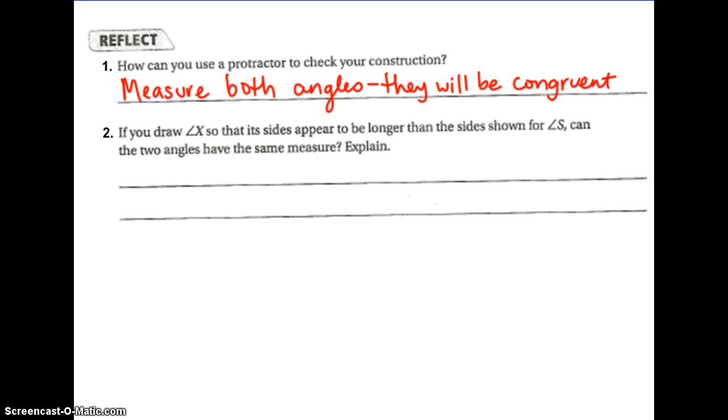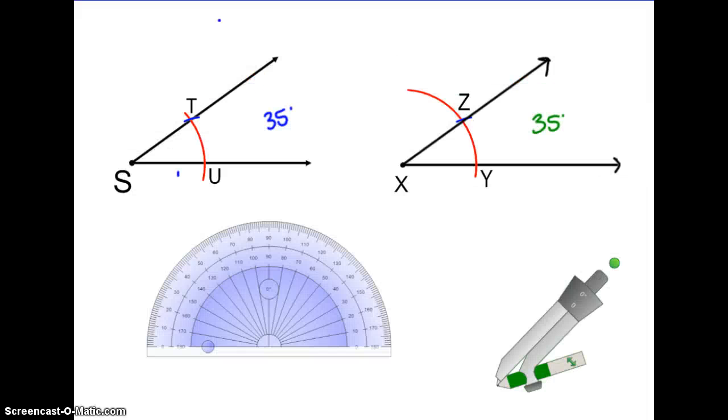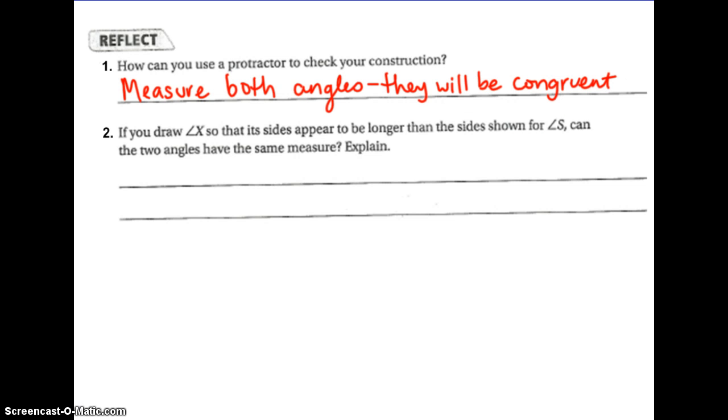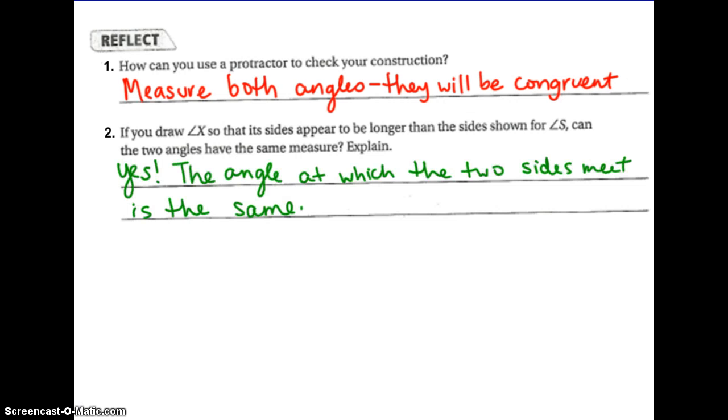So if you draw angle X so that its sides appear to be longer than the sides of angle S, are they still the same measure? So take a look over here. Notice that when I drew my ray, the very first step, I made it much longer than SU's ray. And XZ's ray is a whole lot longer than ST. That's okay. Notice no matter how long the side lengths are, the angles that the sides make are still the same. Okay? So that's what we're looking for in number 2. Alright, so take a minute and jot that down. When you're ready, unpause the video and go to the next slide.